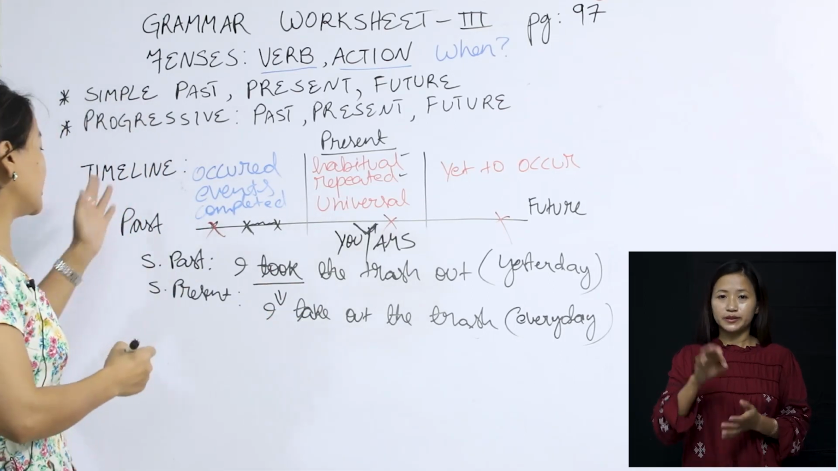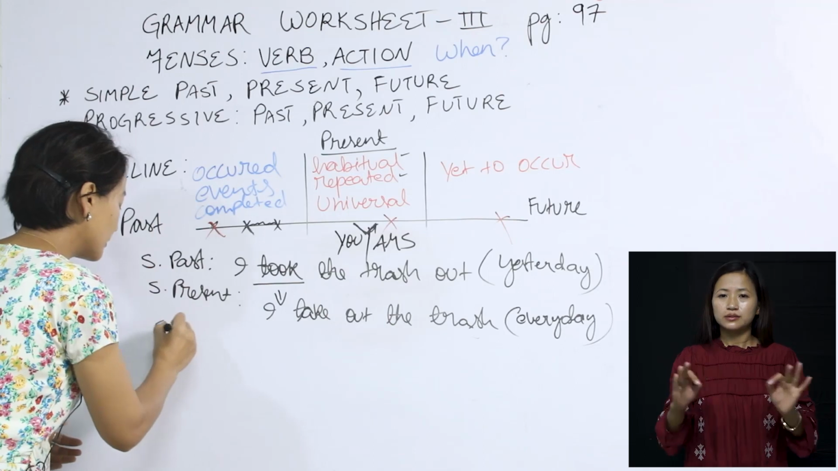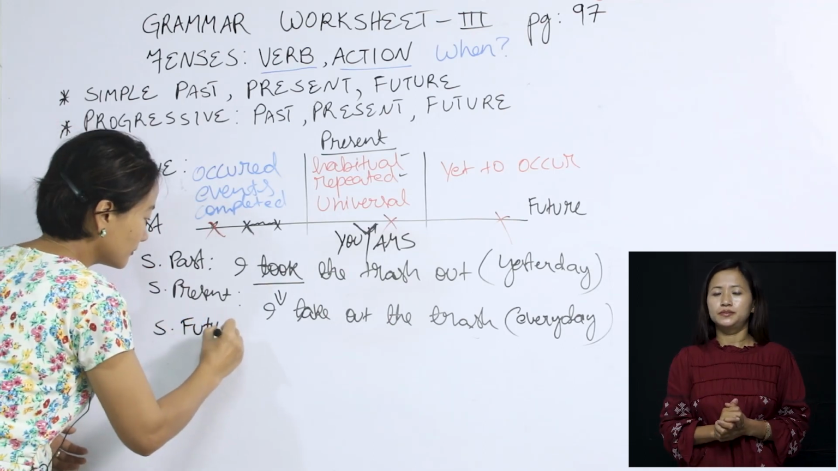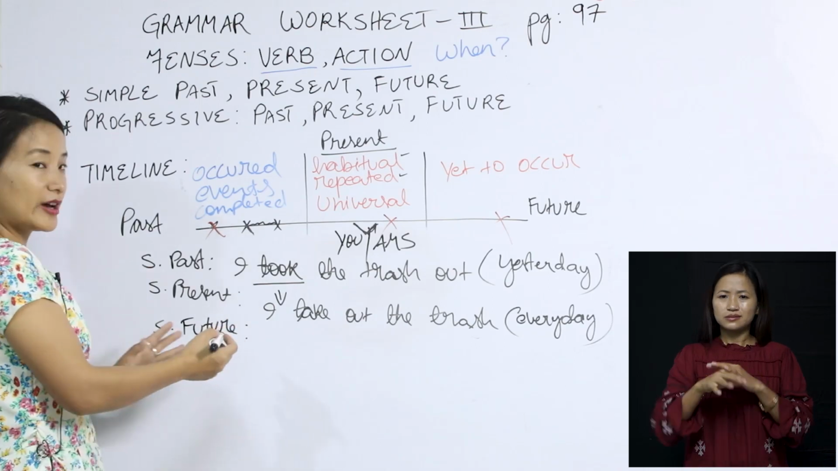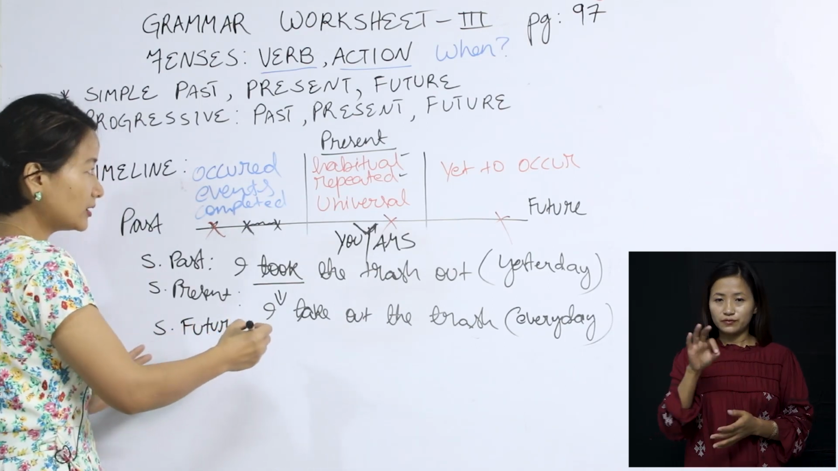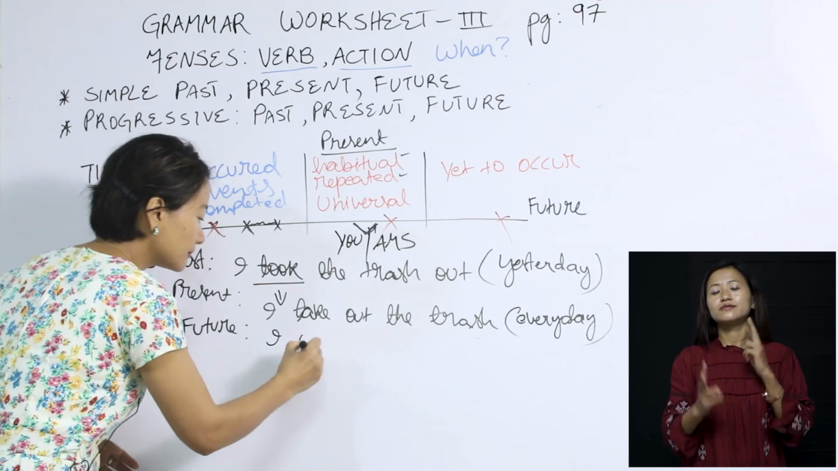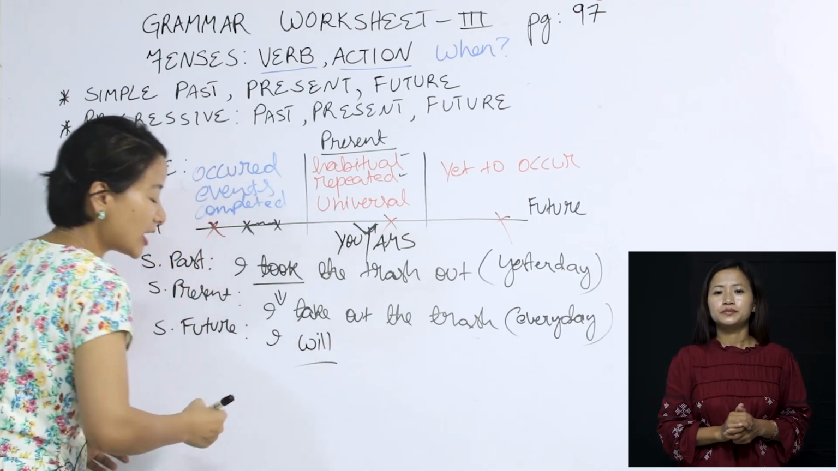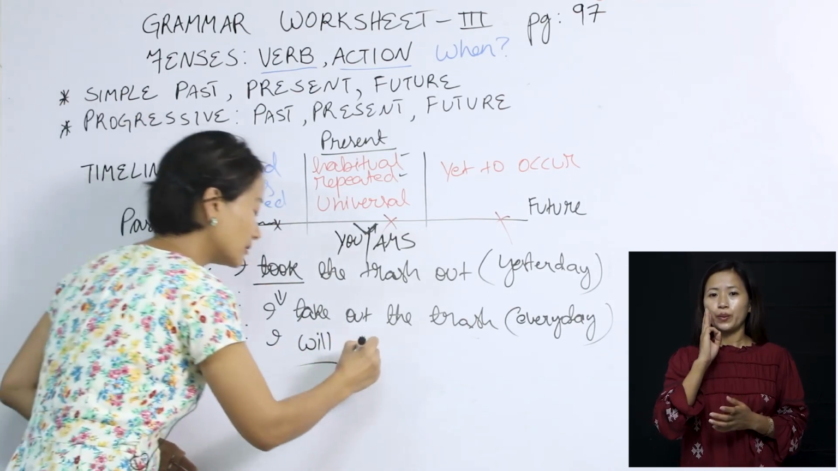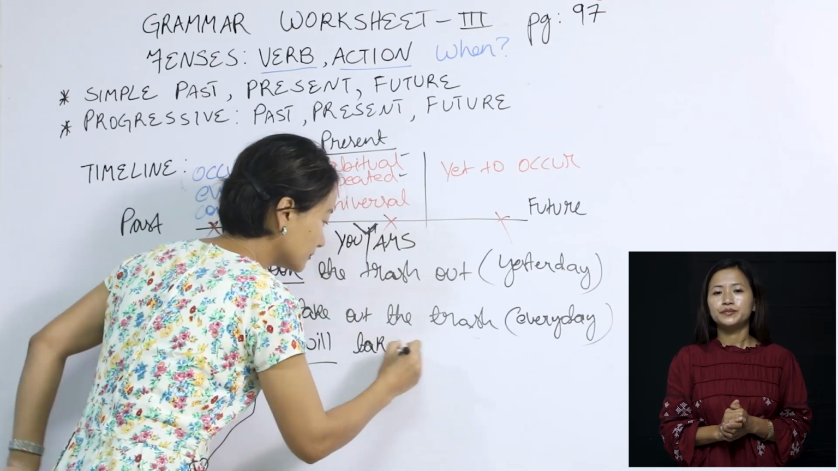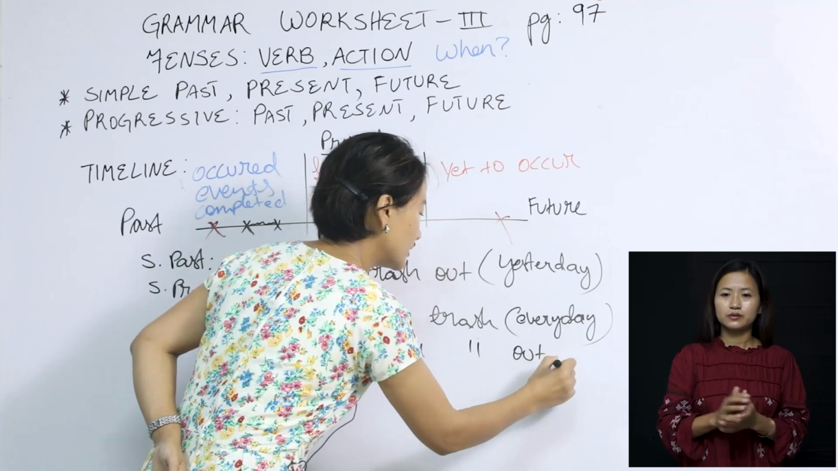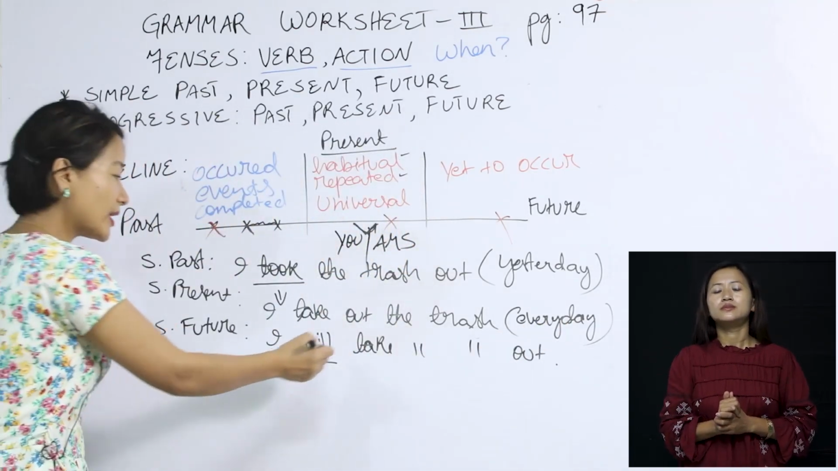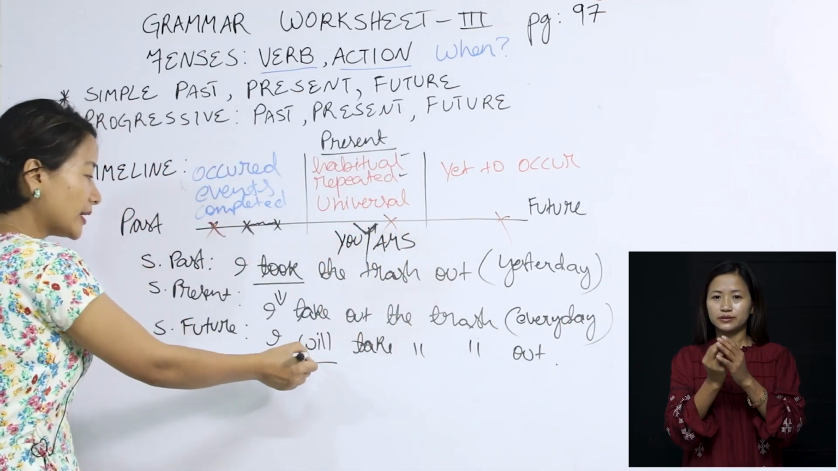Let's take a look at the simple future. Using the same example, in the simple future you would find some additional verb here. For instance, I will. I will take the trash out. So in this case here, we have an additional word or verb, will here.